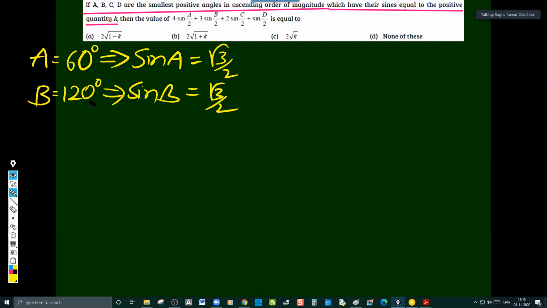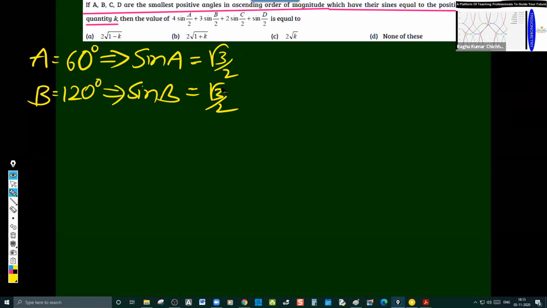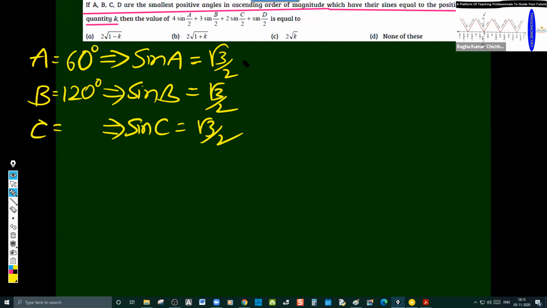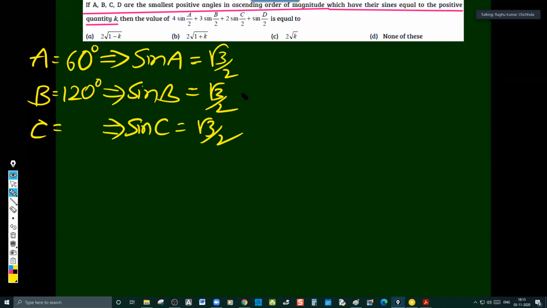In the first cycle, these two only will be equal. Now you have to move on to the second cycle, because in the remaining angles of the first cycle you get minus root 3 by 2, not root 3 by 2. But here, sine C must also be root 3 by 2. It is declared that it is equal to k, and this k I am taking as root 3 by 2.